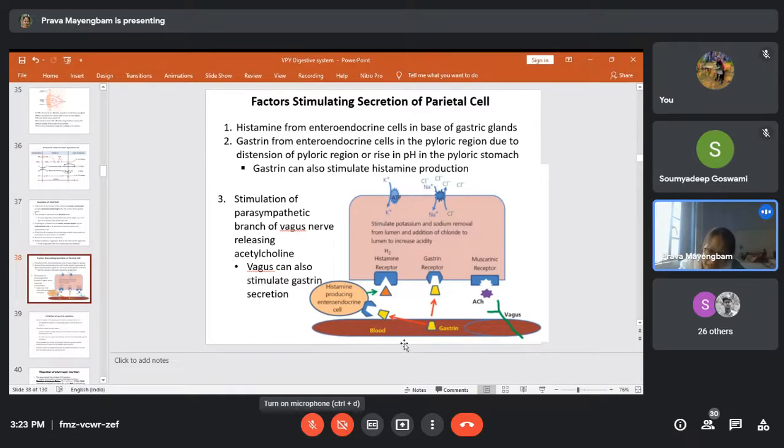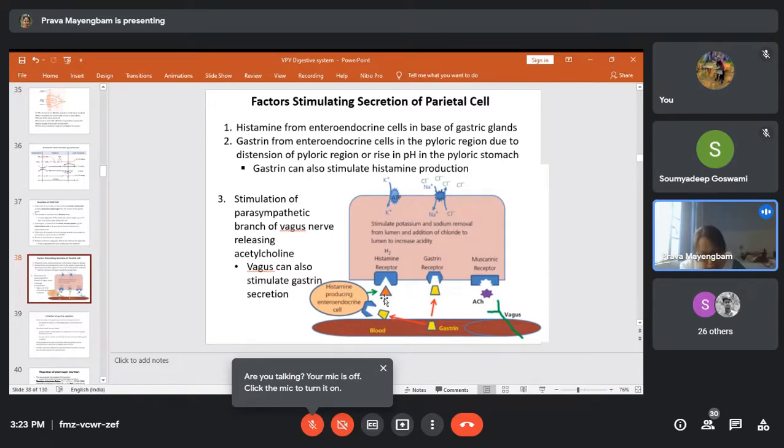So this gastrin will now be available to bind to their receptors present on the histamine producing enteroendocrine cells. That means when more distension is there, there will be more gastrin production and more binding to the gastrin receptors on histamine producing enteroendocrine cells. This in turn will increase secretion of histamine.